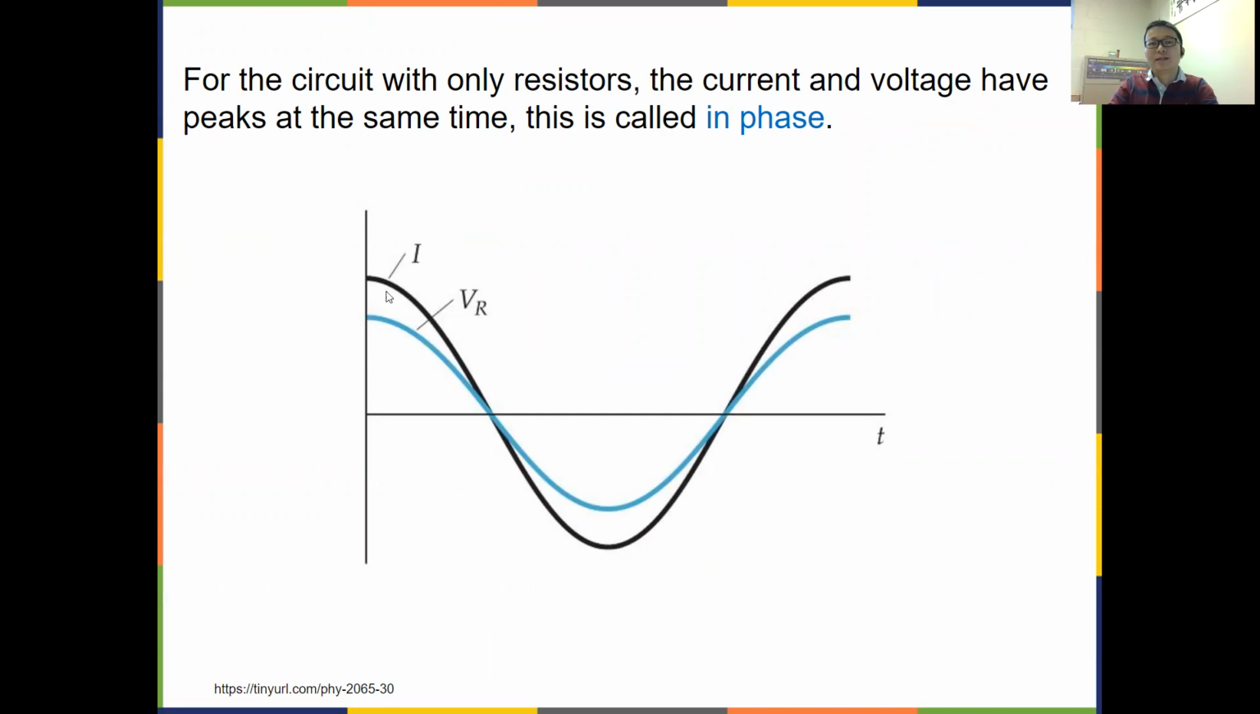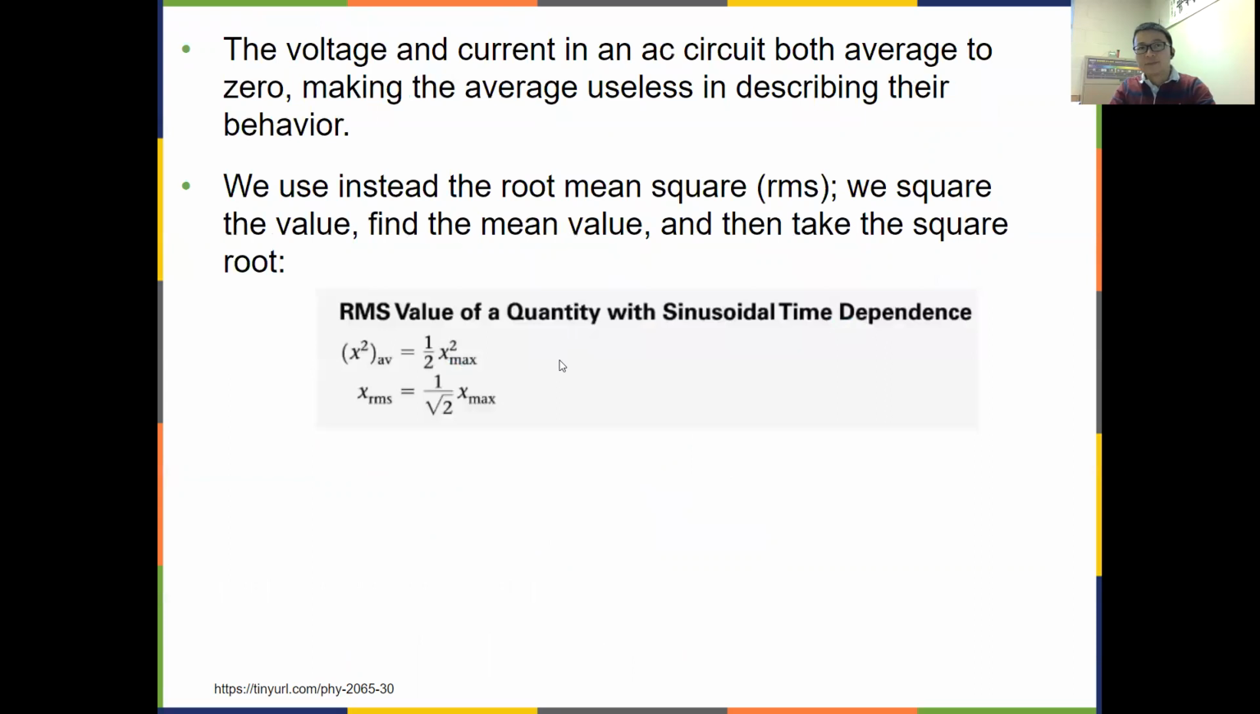In the scenario that the current and the voltage peak at the same time and then reach their minimum at the same time, we call them in phase. Otherwise, we call them out of phase. Okay. So if you have an AC signal, then current and voltage are both sine or cosine functions, so the average of them will be zero. So it doesn't make a lot of sense to calculate the electric consumption using the average numbers.